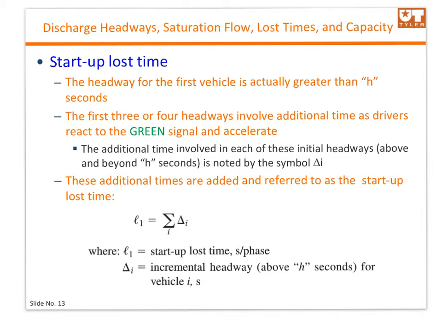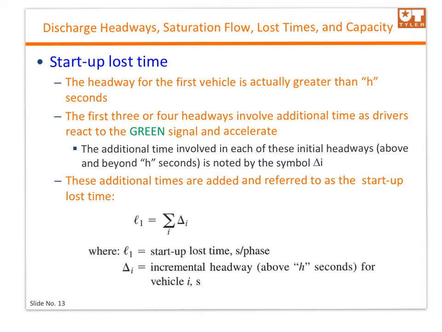Now let's talk about some of the time that we lose at the beginning of each cycle, and this is again related to the first and second, especially the first couple vehicles, where they encounter what we call a startup lost time. The headway for especially the very first vehicle is actually greater than H seconds, greater than the saturation headway. So typically we say that the first 3 or 4 headways involve additional time as drivers react to the green signal and then they start to accelerate.